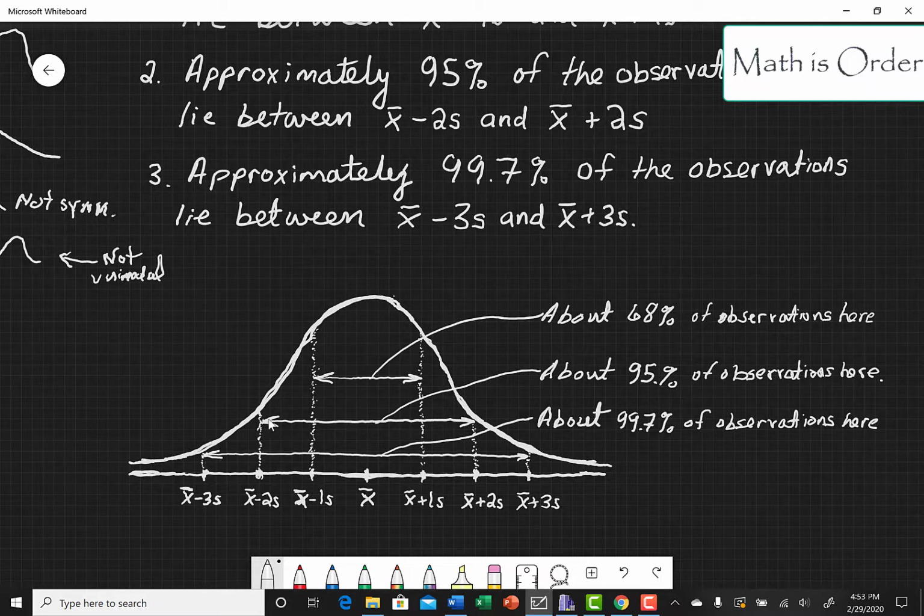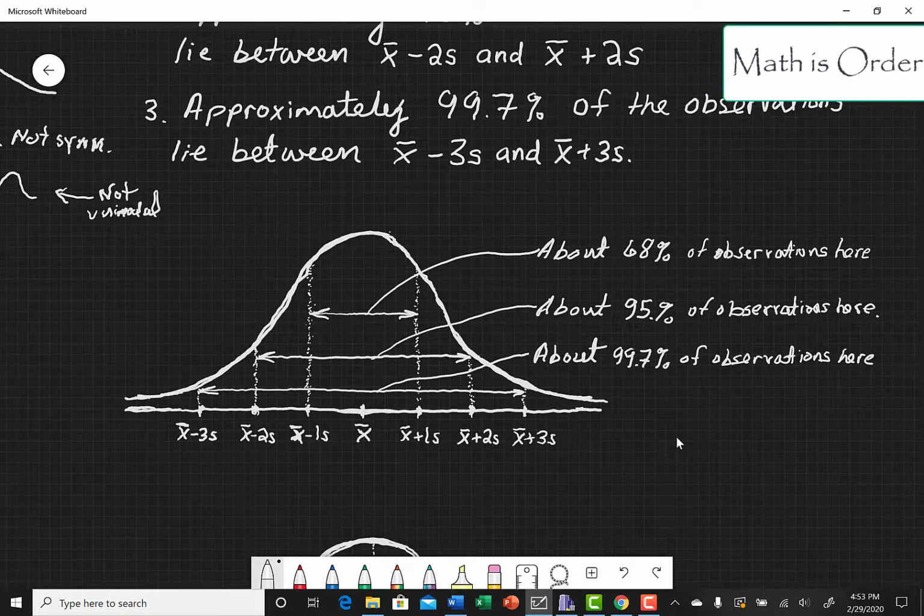And about 95% of the observations lie in this region, that is within two standard deviations of the mean. And about 99.7% of observations lie in this region here, which is within three standard deviations of the mean. All right, this is what the empirical rule says.